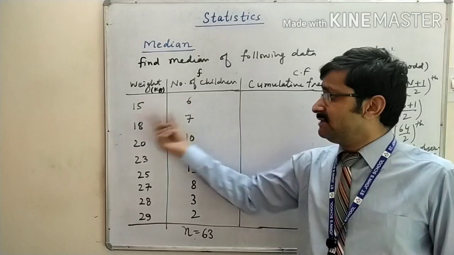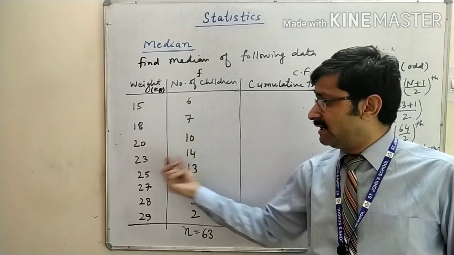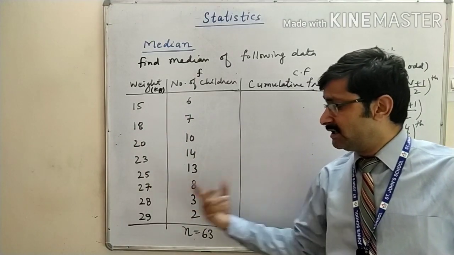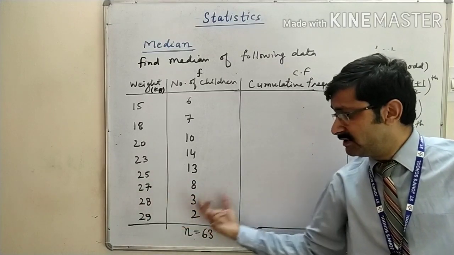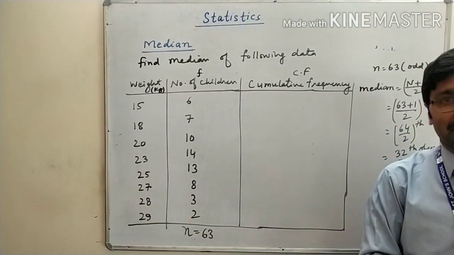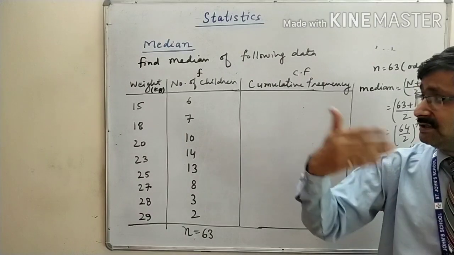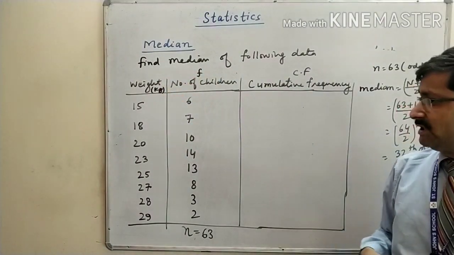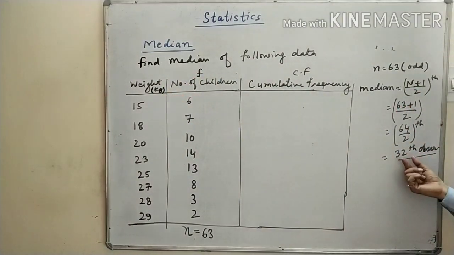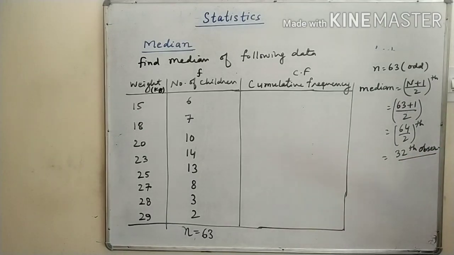Here 15 we have 6 times, 18 we have 7 times, 20 we have 10 times, 23 we have 14 times, 25 we have 13 times, 27 we have 8 times, 28 we have 3 times and 29 we have 2 times. You understand this? It means we have to write 15 six times. So you have to find which observation is the 32nd observation.